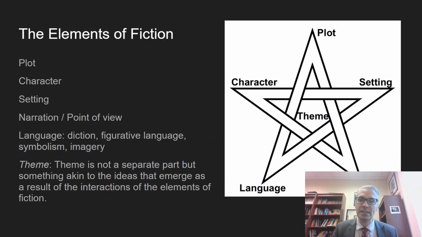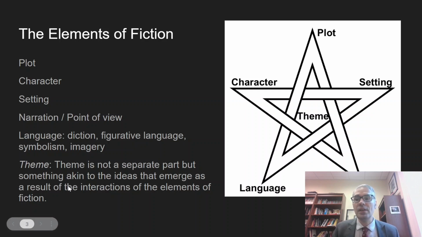Diction is word choice. Authors are going to make decisions to use certain words over others. Figurative language is similes, metaphors, those sorts of things. Allegory is a form of figurative language, an extended metaphor. Symbolism is when a word evokes a certain cultural association or image, like a dove is traditionally associated with peace.